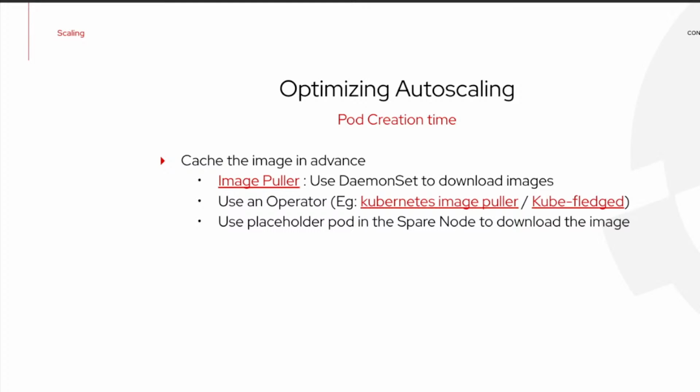There are some mechanisms you can use to cache the image on the node in advance. For example, image puller. Use a daemon set. This uses the daemon set to download images on each and every node.